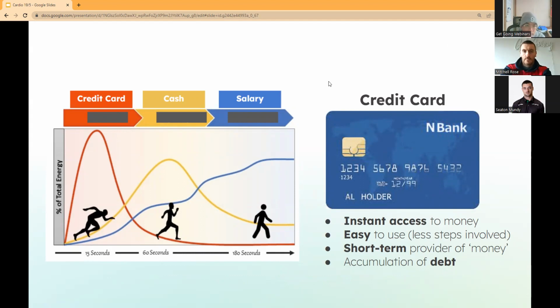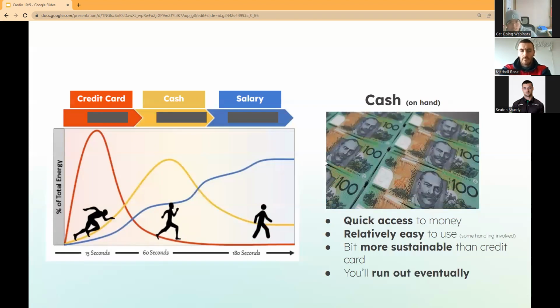And you can see here, the credit card system is a one-step process where it provides very quick access to energy, or in this case, money. However, you don't want to use it for long periods of time because you accumulate a lot of debt. So hence over time, it doesn't help you with too much. It's quick and easy, a one-step process, but over time, it's not very useful. The cash system, so cash on hand in particular, is relatively quick access to money and easy to use.